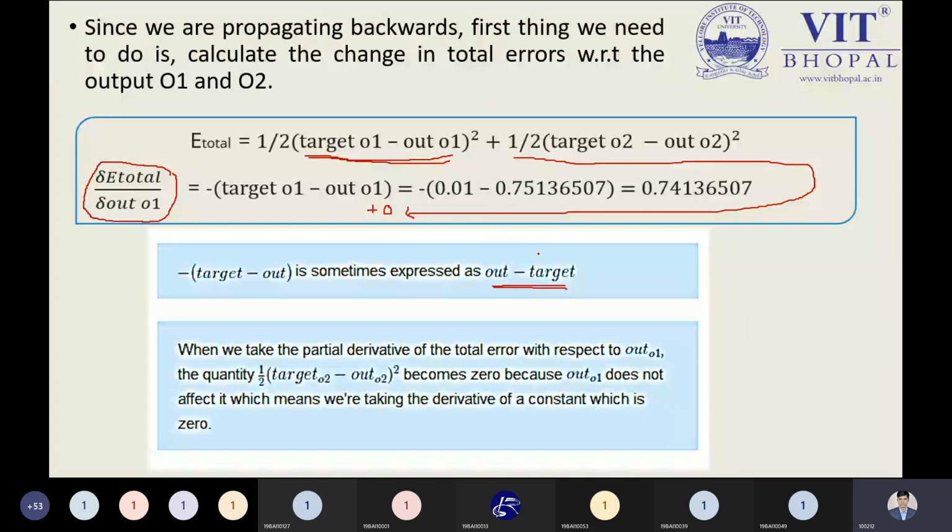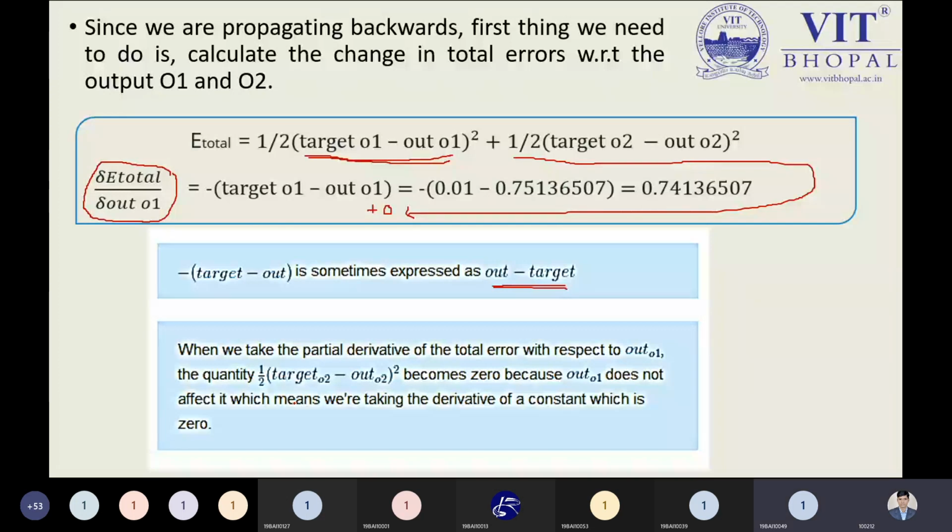I'm speaking about something which is written over here. For notes purposes I will leave it, but please keep in mind: when you take the partial derivative of the total error with respect to out O1, the quantity 1 by 2 (target O2 minus out O2) becomes 0 because out O1 does not affect it, which means we are taking the derivative of a constant, which is 0. So this portion is clear. Tell me yes or no.